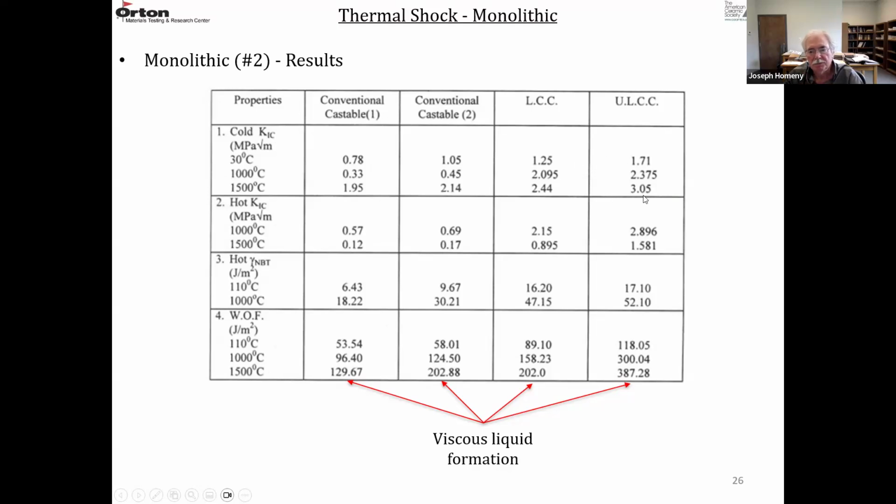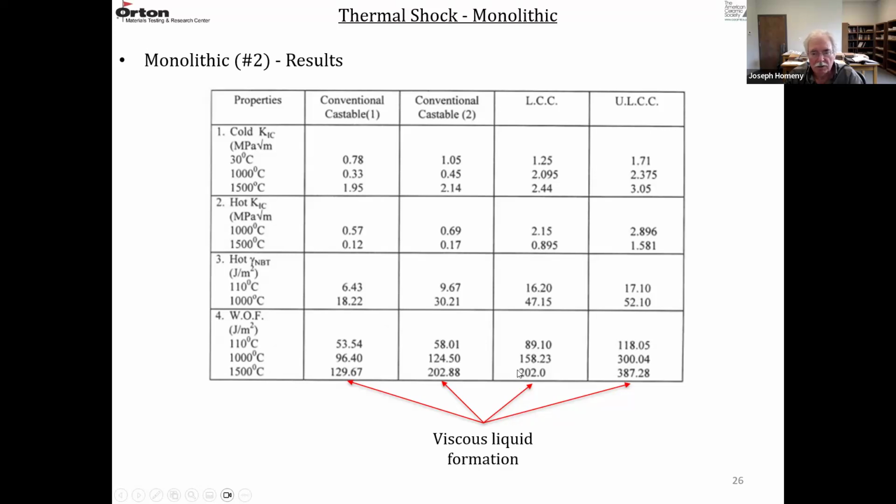And the low cement castables are slightly better, but still not very high values of fracture toughness. A little bit higher for the ultra low cement castable. And then the fracture initiation energies in joules per meter squared. It's going up somewhat in the lower cement materials, and especially at the higher temperatures, where the material becomes somewhat plastic, perhaps, maybe some liquid phases are forming and blunting the crack tips.